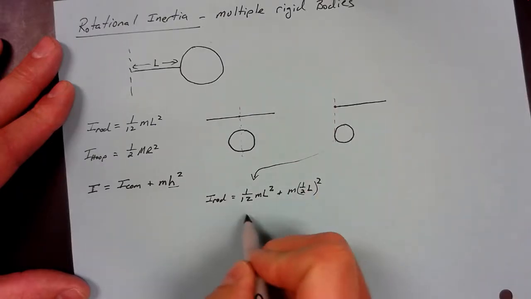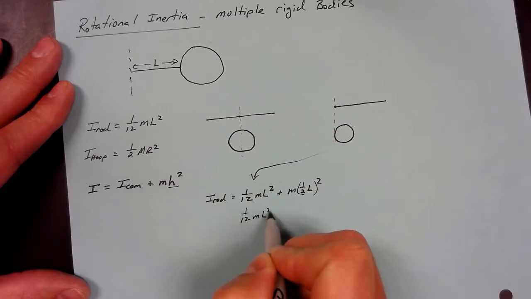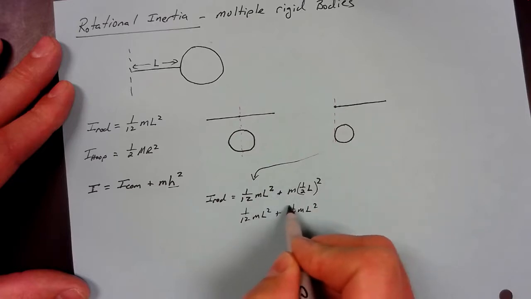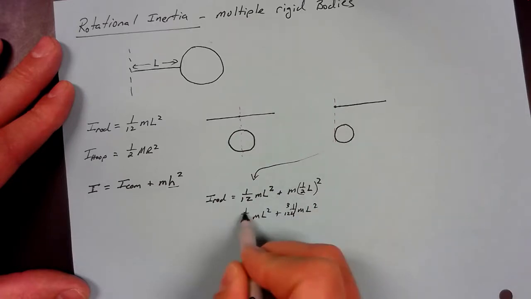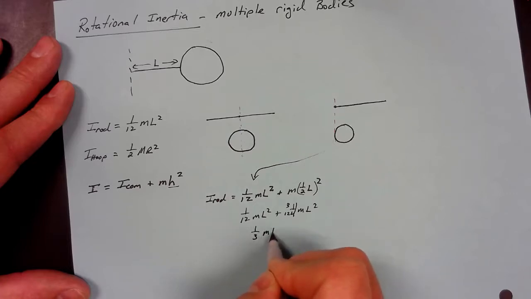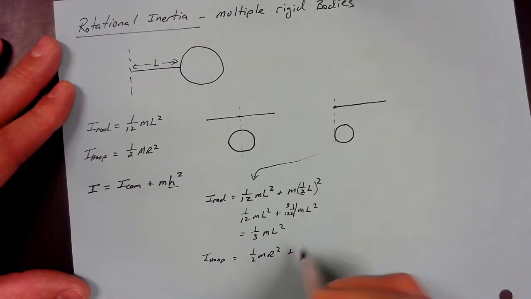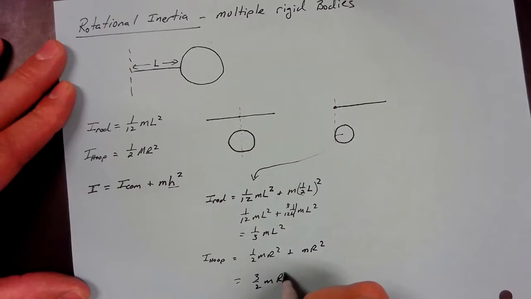And if we work through that, we did that before anyway, so this is 1/4 ml squared. So you make that 3 over 12, you get 4 over 12, which is 1/3 ml squared. And that would be what it is for the rod, about this point. For the hoop, take the 1/2 mr squared, plus we moved it just an r away, plus mr squared, and adding those up, I think it's 3 over 2 mr squared.